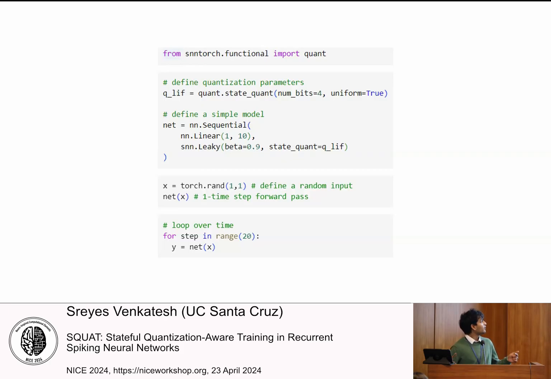You can see that for me to quantize those networks, I just have to input the parameter state_quant equals q_lif, where q_lif was the set of my parameters from earlier. And that's all you should have to do. And now your network should be fully quantized. So ideally it's very intuitive, and minimal code is needed. And then after that, I'm running a forward pass with a random input just to get it working.